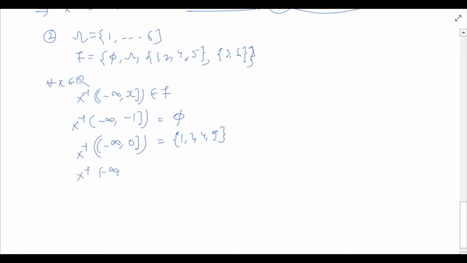Similarly, X inverse of (minus infinity, 1] will be the whole space omega. So clearly this is also in script F. In the same way, we can check that the pre-image of any set of the form (minus infinity, x] will be an element of the event space. So X is a random variable.